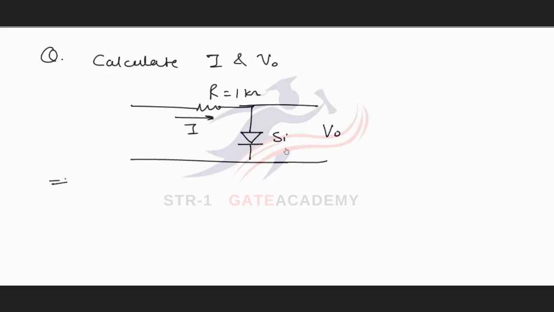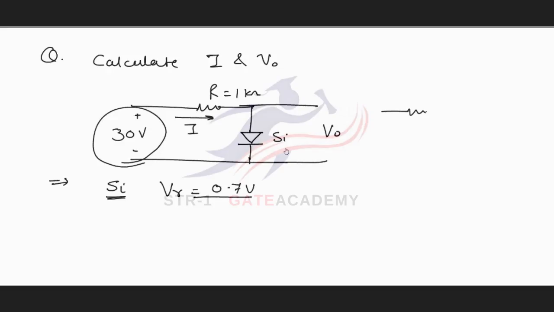In this problem, the diode's material is mentioned. As the material is silicon, its cut-in voltage V gamma will be equal to 0.7 volt. So in the circuit, first we will check whether the diode is forward biased or reverse biased. According to the polarity of the battery, it is clear that this diode is forward biased, and we can replace this forward biased PN junction with its cut-in voltage, which is equal to 0.7 volt.